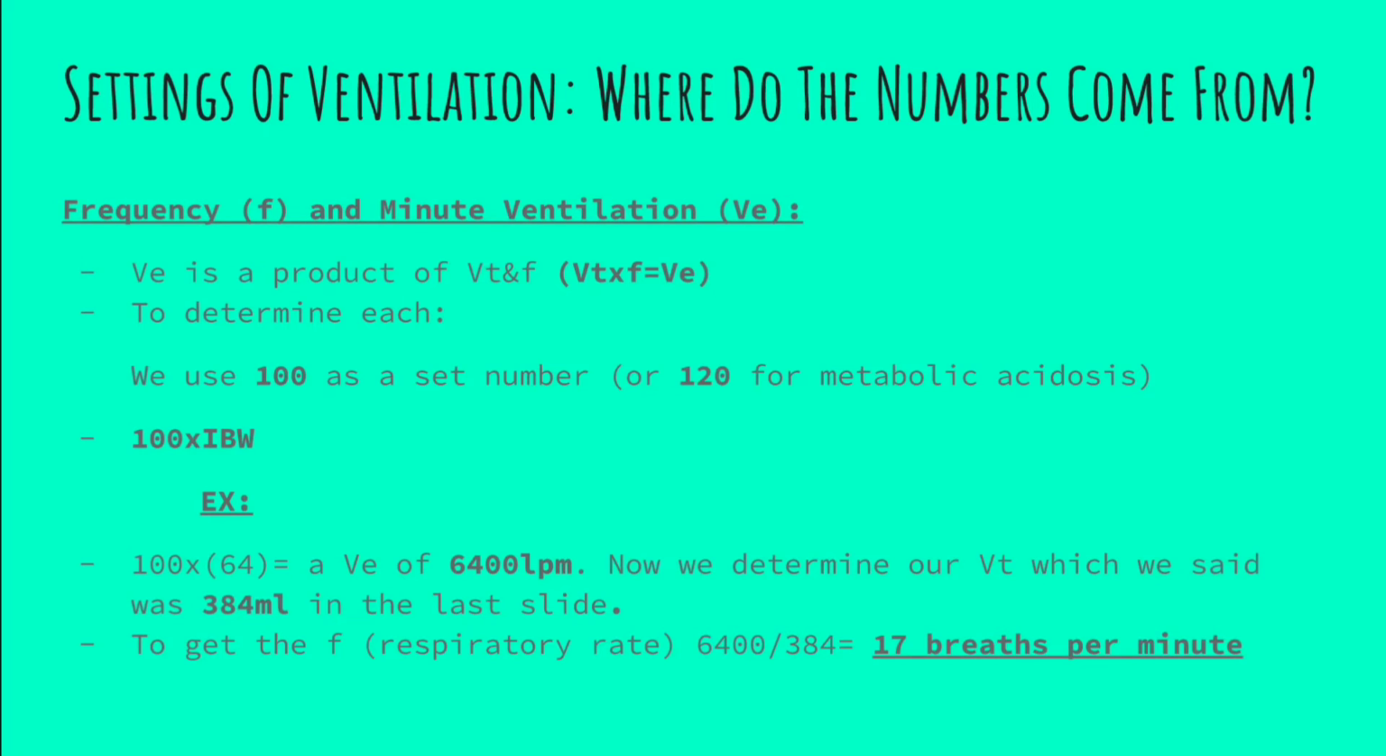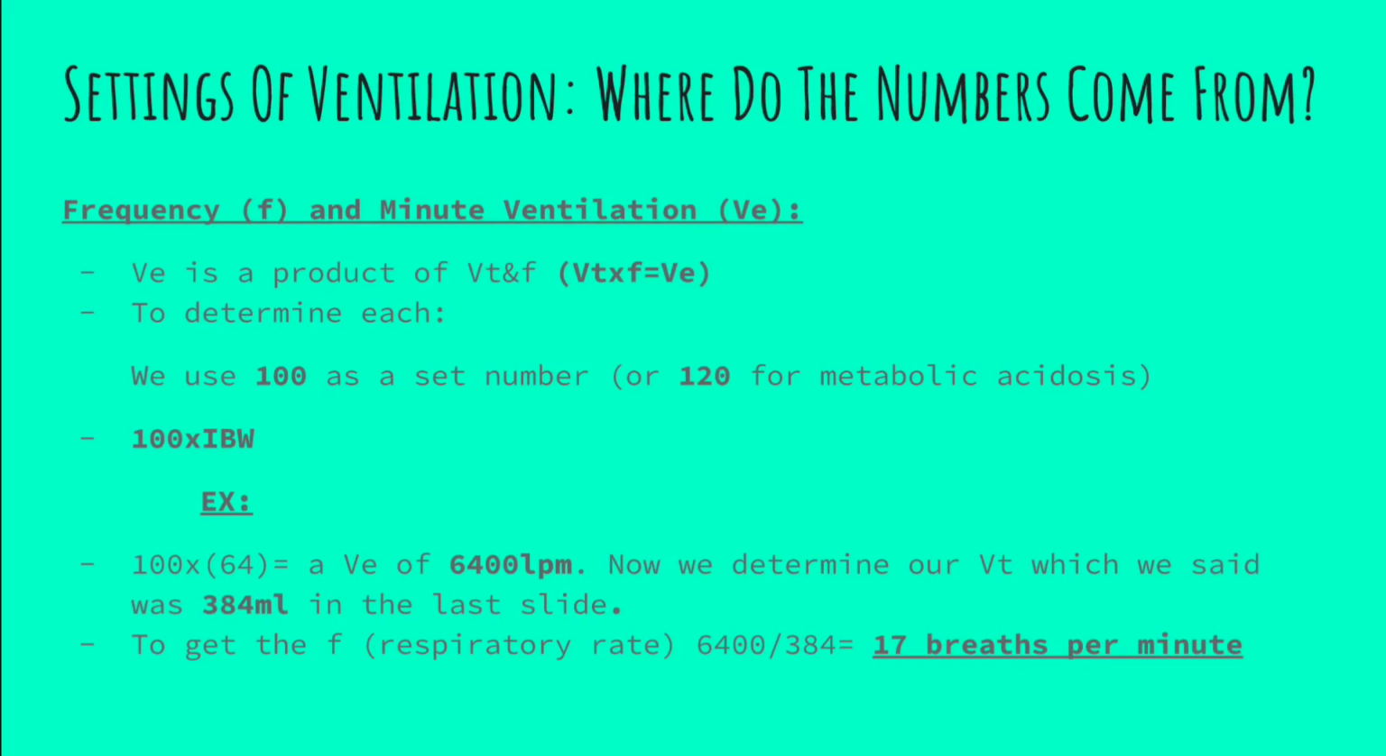So we're going to take 100 and multiply that by the ideal body weight. You see that we've got that 64 kilogram patient from the last slide. So 100 times 64 is going to give me a minute volume of 6,400 liters per minute.